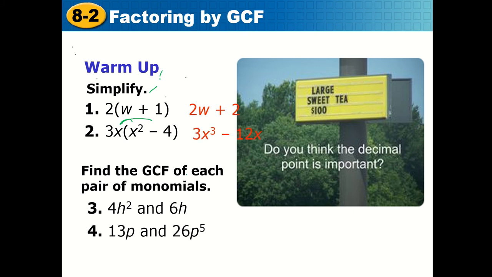And then find the greatest common factor of each monomial. This was what we did last time. I hope you remembered that when we have the same variables, the one with the lowest exponent is our greatest common factor of our variables. So this one would be 2h. And this one, 13 times 2 is 26, so 13p.